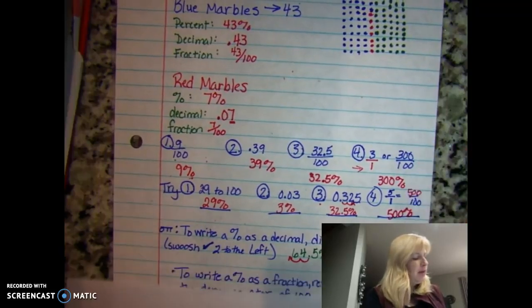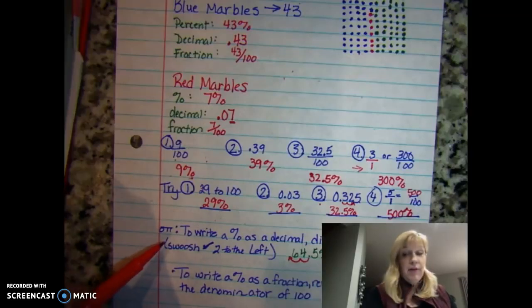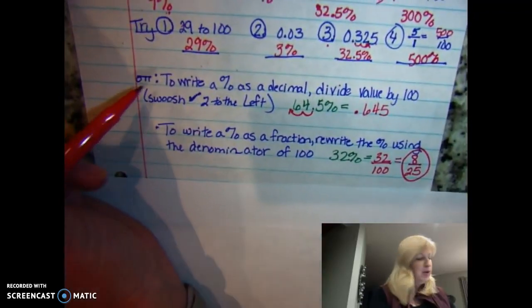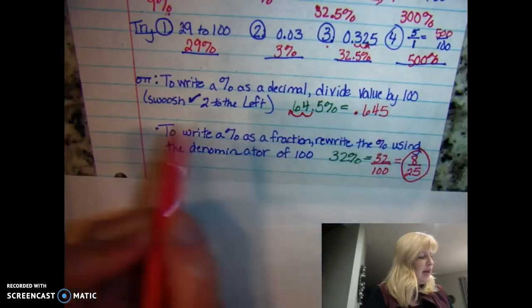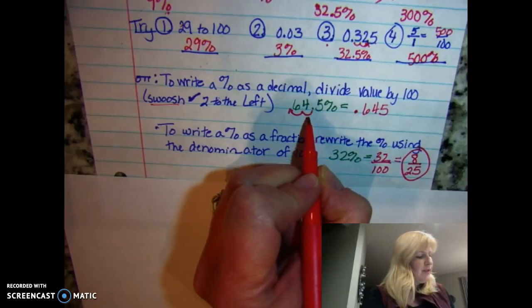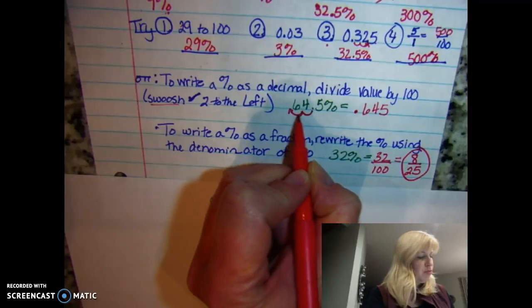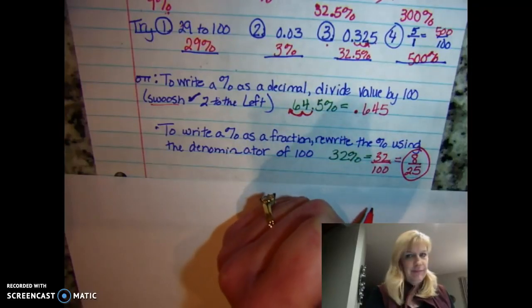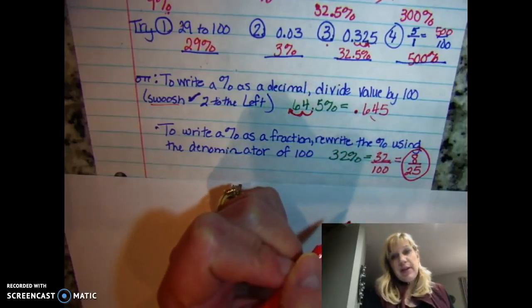So I wrote a couple of keys down here so that you can remember when you're on a quiz or a test how to do this. To write a percent as a decimal, you divide the value by 100. I always say it's a swoosh, 2 to the left. So if you have 64.5%, you're trying to write it as a decimal, you go swoosh 2 to the left, 0.645. To get it back, swoosh it 2 to the right, 64.5%.